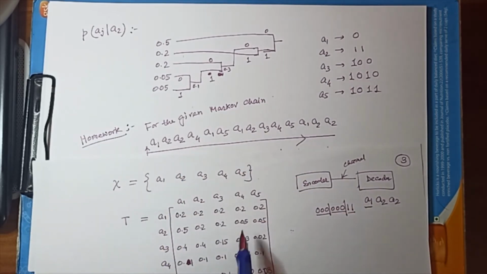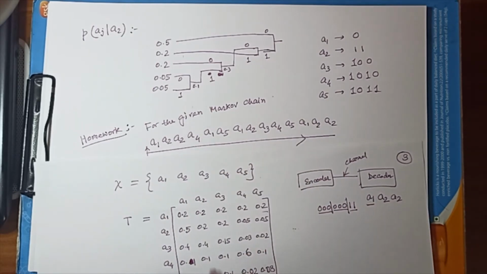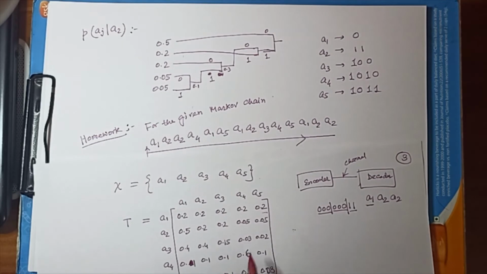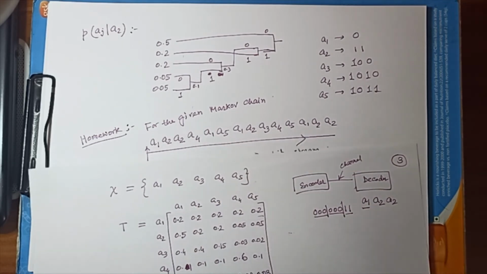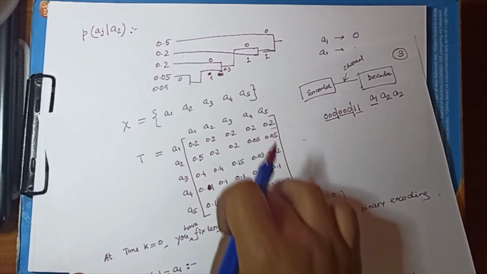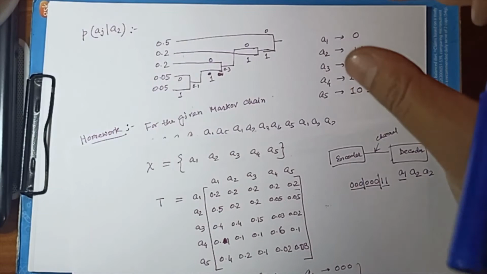a4 given a2 should come from again the second row. a1 given a4 should come from the fourth row. a5 given a1 should come from the first row. a1 given a5 should come from the fifth row, and so on and so forth. So for every row, for the 5 rows, you create 5 trees and 5 tables.